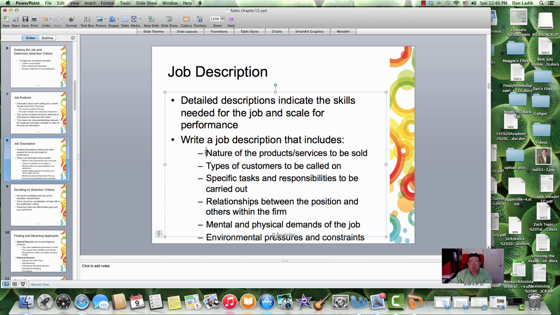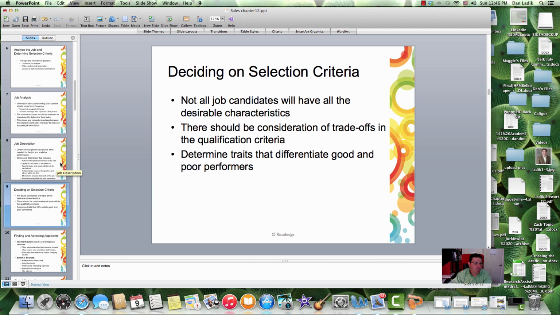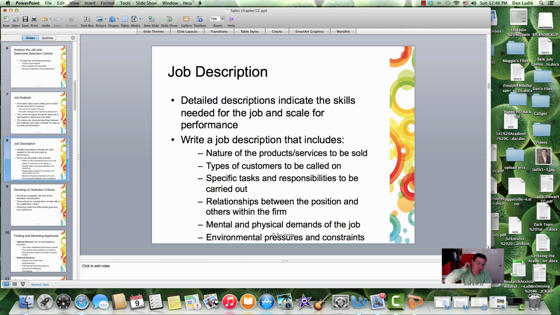We do need the nature of products and service being sold, who's being called on, what responsibilities are carried out, and who has them, so there's no role conflict and role ambiguity. The same could be said here. Some detail about the mental and physical demands of the particular job.